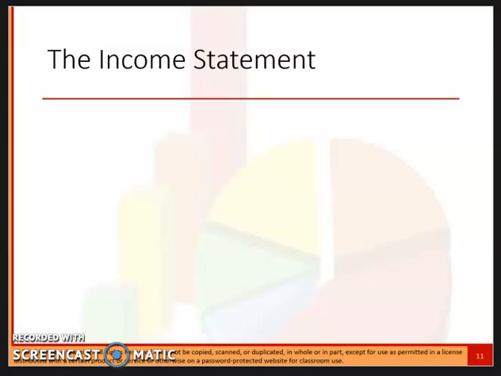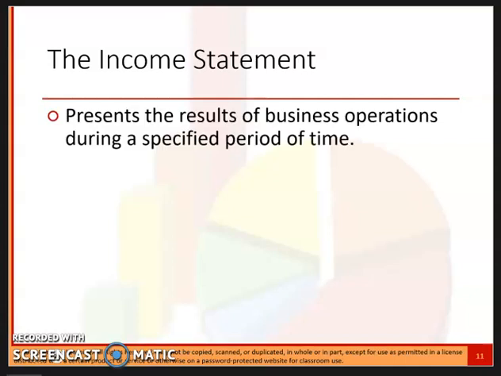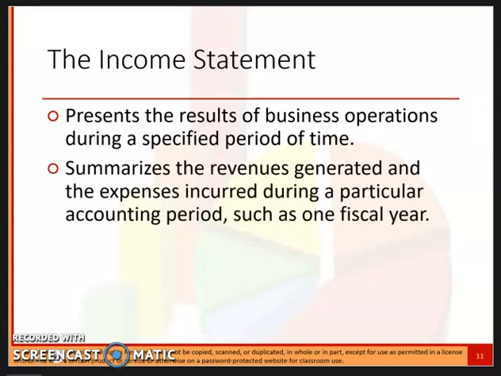Okay, so income statement. So we just finished with the balance sheet, which is a snapshot of the firm's position at a single point in time. The income statement is very different. It presents the results of operations during a specific time period, usually 1 year. The financials we're going to look at here are over a year's time. Summarize the revenues that are generated, the expenses that a firm incurred.